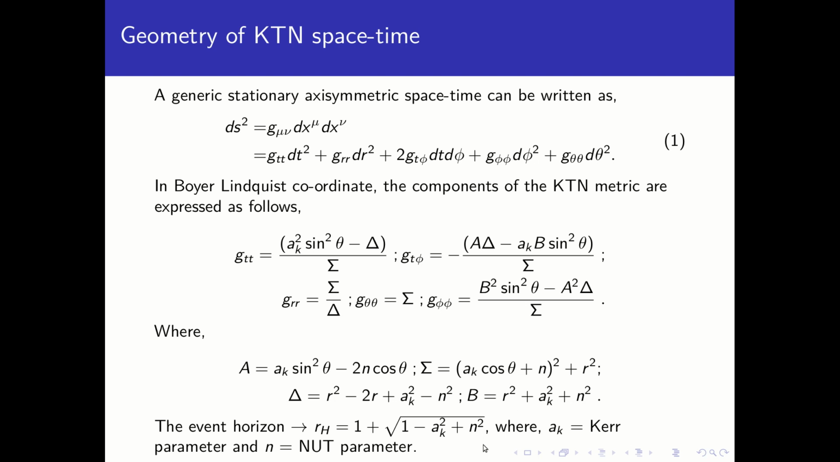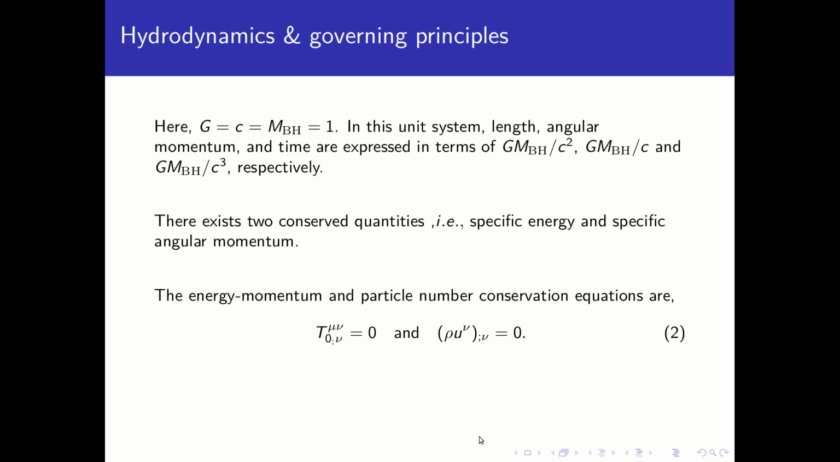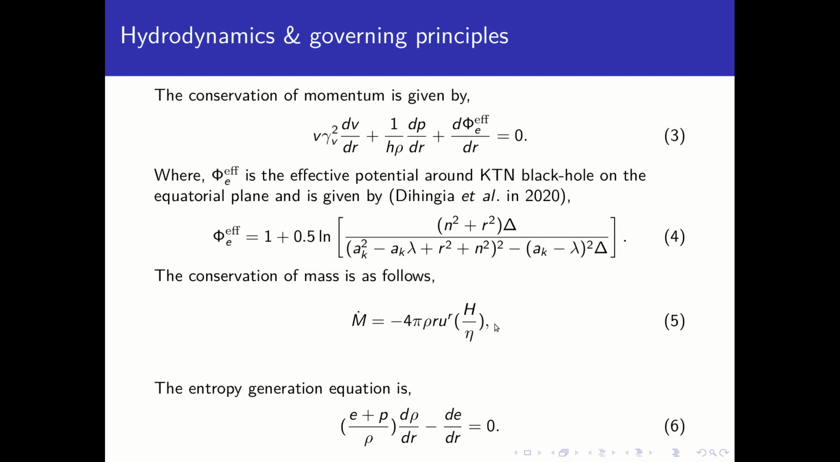Here, depending on a_k and n, the spacetime represents the black hole, and sometimes it represents the naked singularity case also. Here we will study only the black hole case. Here we use G = c = M_BH = 1, and in this unit system the length, angular momentum and time are expressed by these. Here we get the two conserved quantities. One is the specific energy and another is the specific angular momentum. Then we have the energy momentum conservation equation, and this is the particle number conservation equation.